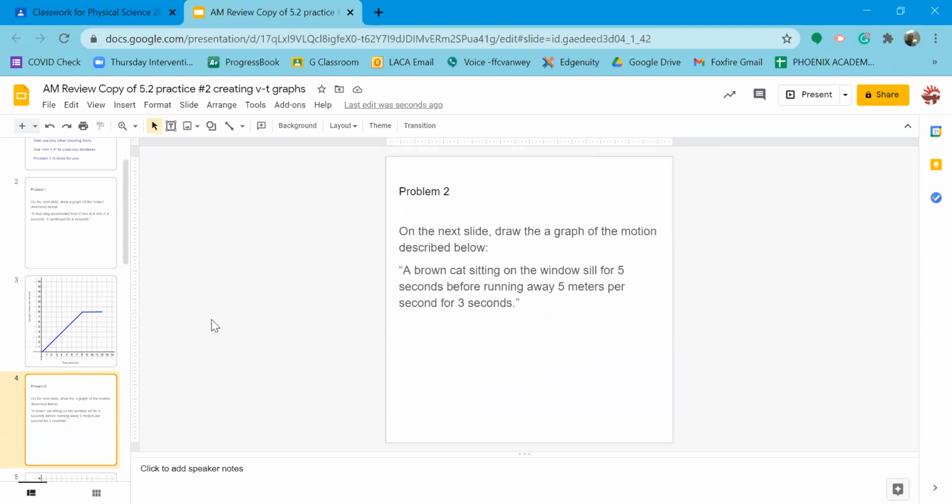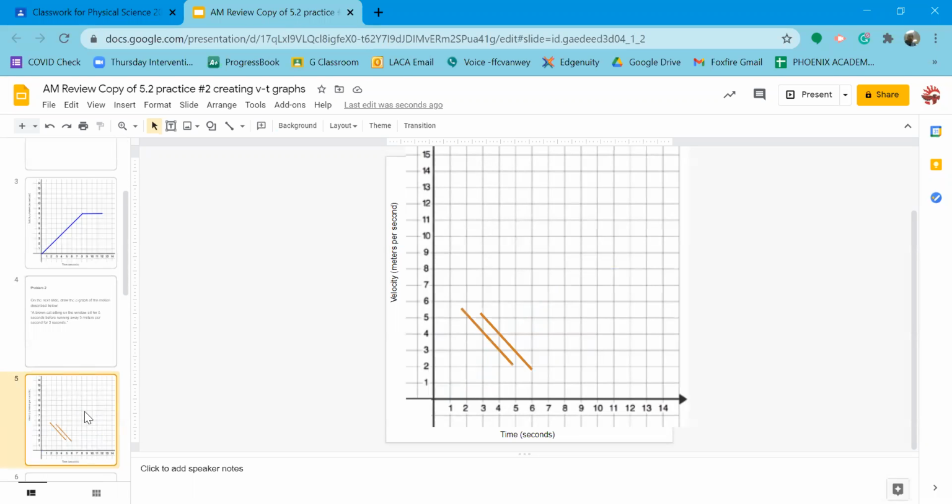Problem number 2. A brown cat sits on the windowsill for 5 seconds before running away 5 meters per second for 3 seconds. So he's sitting still, right? He does that for, what does it say? 5 seconds. So we're going to do sitting still. On a VT graph, sitting still is going to be a velocity of 0. So we get down here, we have the cat sitting still for 5 seconds. It's got a velocity of 0. 1, 2, 3, 4, 5.